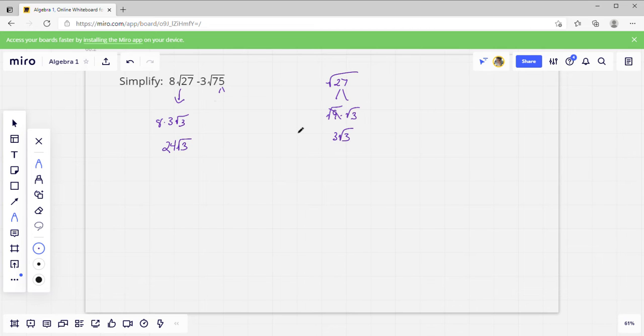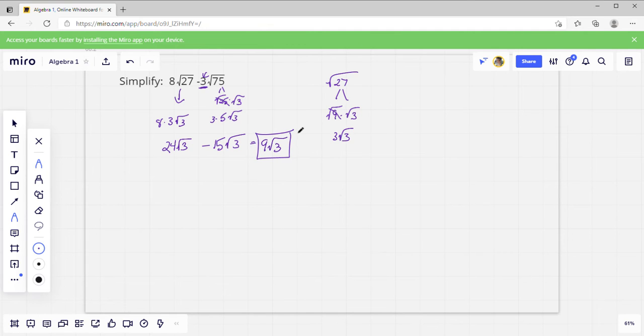Alright, 75, that would be the square root of 25 times the square root of 3. Square root of 25 is 5. 5 times the square root of 3. But don't forget about that coefficient. So it's 5 times 3, which would be 15 times the square root of 3. And that's a subtract, negative right there. So we have 24 minus 15, which is going to be 9 times the square root of 3. Okay, so there's that one.